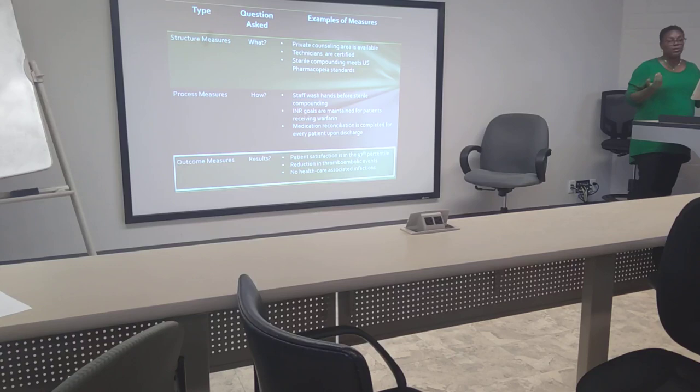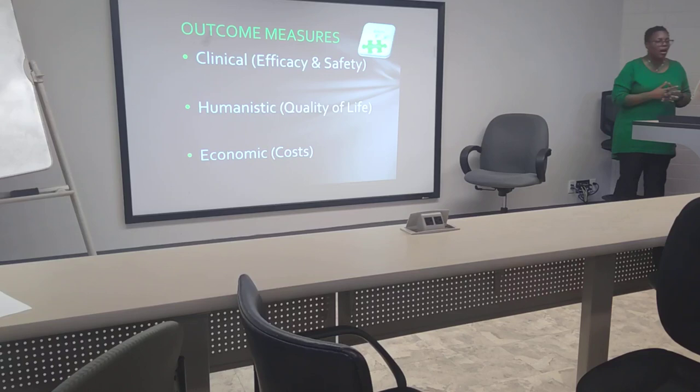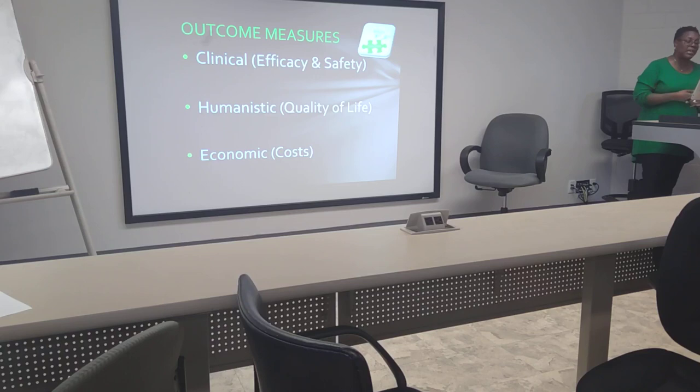So when we talk about outcomes, we want to make sure that outcomes measures can be clinical, so for efficacy and safety purposes, that they're humanistic, we focus on the patient and what they're feeling about it and what their quality of life may be, and then we're focusing on the cost. So are we focusing on the clinical aspect of the drug? Are we focusing on the quality of life of the patient? And are we focusing on if they can't afford it? Because if the patient can't afford it, what happens?